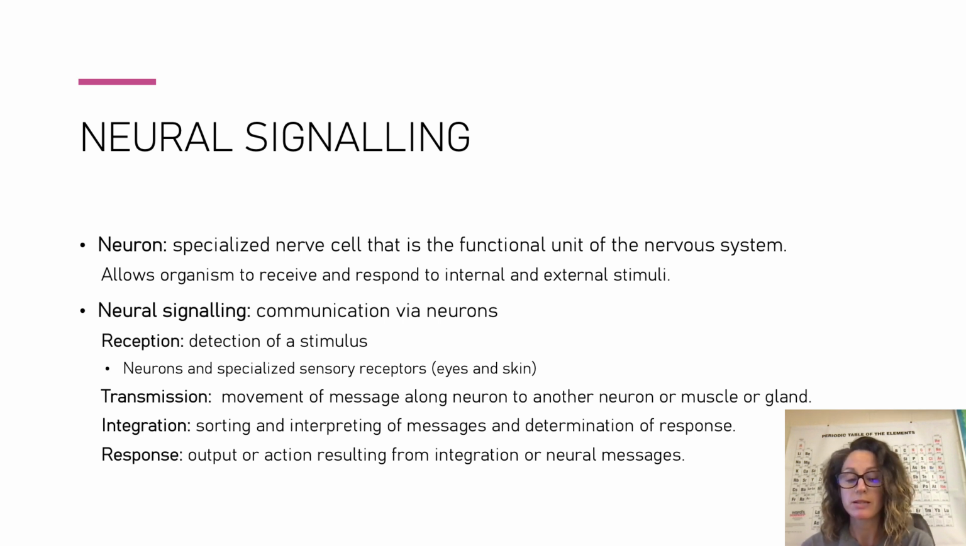Transmission is the movement of messages along a neuron to another neuron or to the target muscle or gland. Integration is the sorting and interpreting of messages, and this occurs in the brain. And then the response is the output that occurs in your body, so potentially releasing hormones, or even shivering if you are cold to help increase your body temperature, or some sort of action that you are aware of due to your brain interpreting information that was received from the receptors.